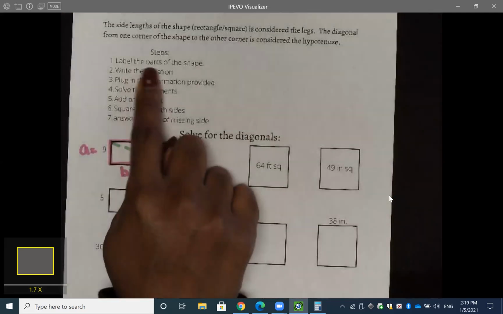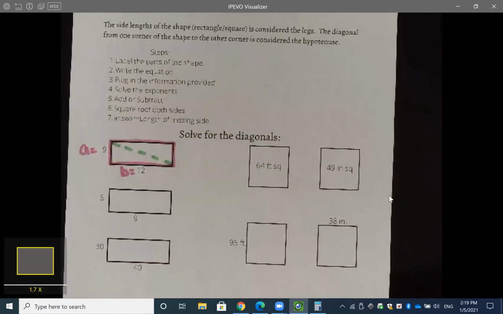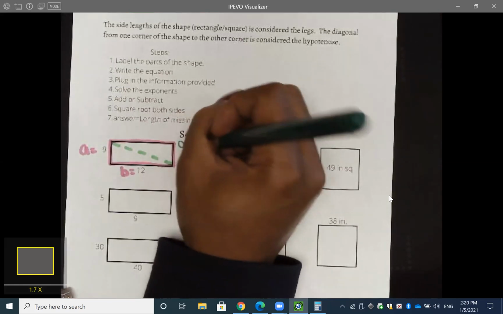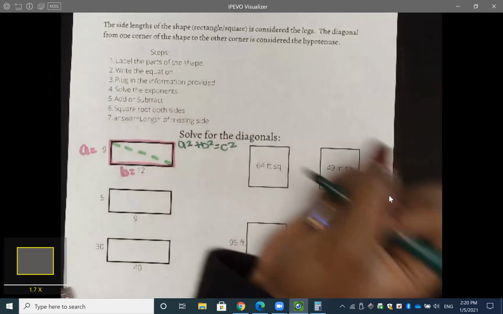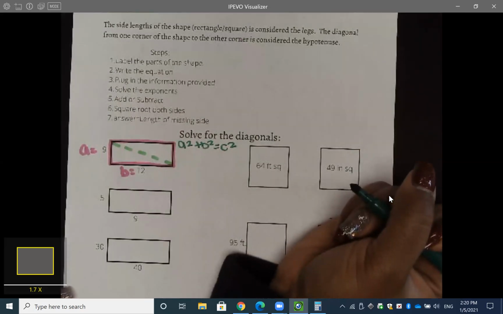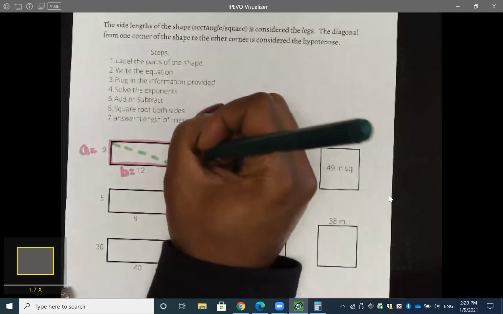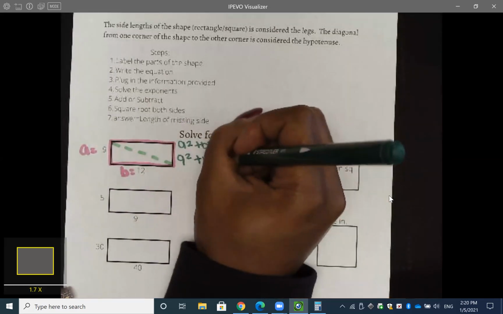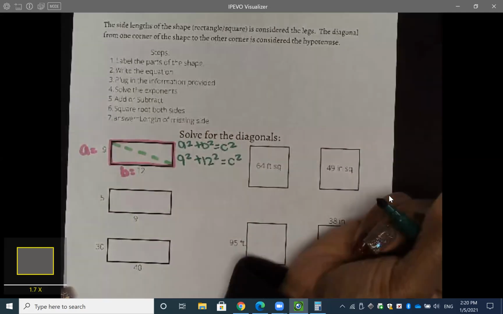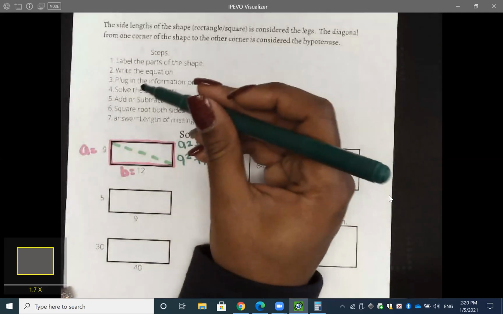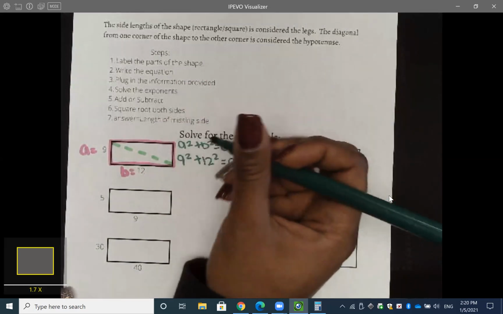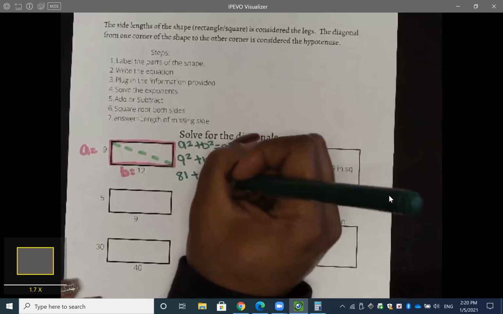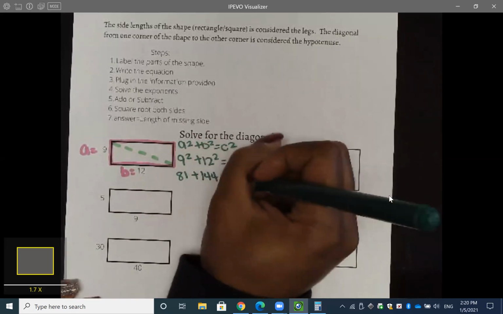So we have labeled the parts of the shape. Next, we are going to write the equation, which is A squared plus B squared equals C squared. We're going to plug in the information provided. So we know our A is 9 squared plus our B is 12 squared equals C squared because we don't know that. We're going to solve the exponent. 9 squared, or 9 times 9, is 81. 12 squared, or 12 times 12, is 144, equals C squared.